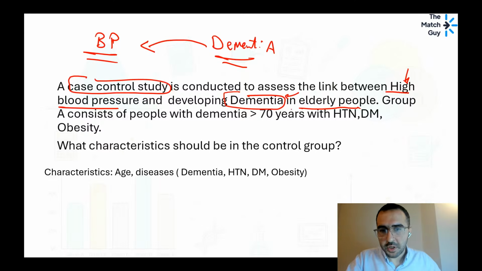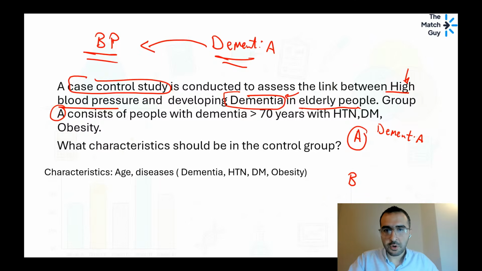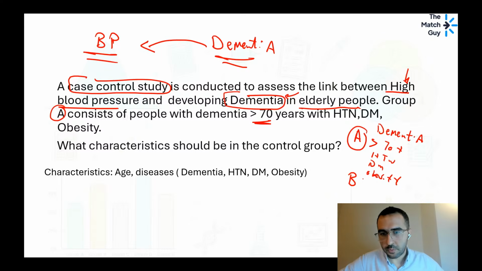So what is the characteristic of the main group? Let's say that we have two groups, group A, which is the main group, and group B, the control group. Group A has people with dementia, which is the disease. We're also looking for other characteristics: the patient should be more than 70 years old, they have hypertension, they have diabetes, they have obesity. So what characteristics should be present in group B? Should I make group B less than 70, without hypertension, without diabetes, without obesity?